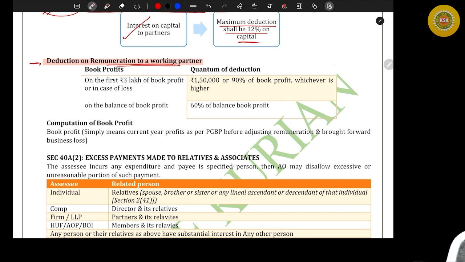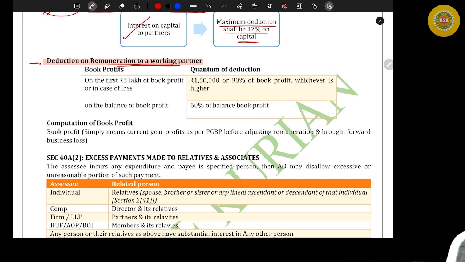Say for example, if you are a working partner and the partnership firm is paying you remuneration, then the partnership firm can claim the remuneration paid to a partner as a deduction, provided that partner is a working partner. There are different types of partners in a partnership firm: sleeping partner, nominal partner, minor as a partner, partner by estoppel or holding out, and working partner. Only the salary paid by the firm to a working partner shall be deductible. The rest you cannot deduct.